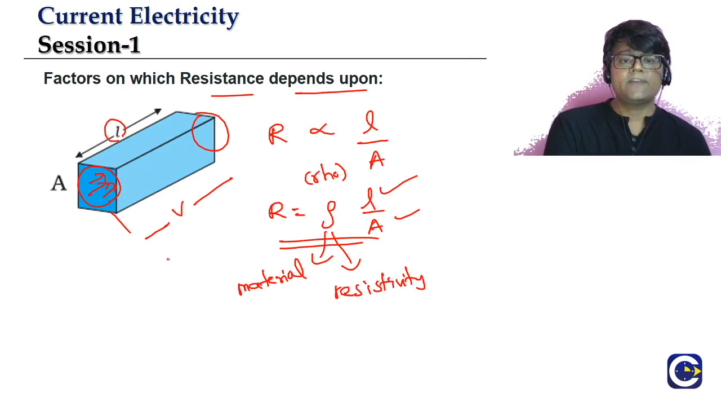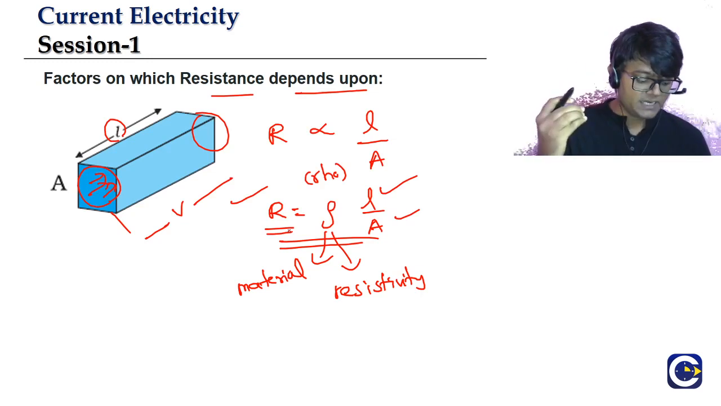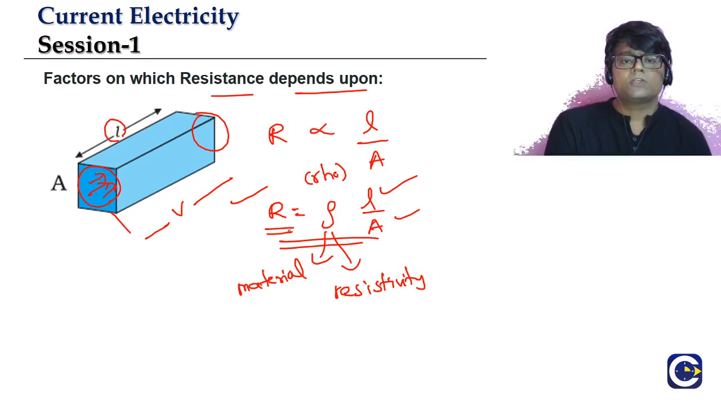Even though we have two different objects made of the same iron, if the L and A values are different, what is going to be the outcome? The resistance of that object is going to be different. That's why we said it depends upon the entire property of the metallic object, meaning the material properties as well as the geometric properties. Clear guys? Okay.